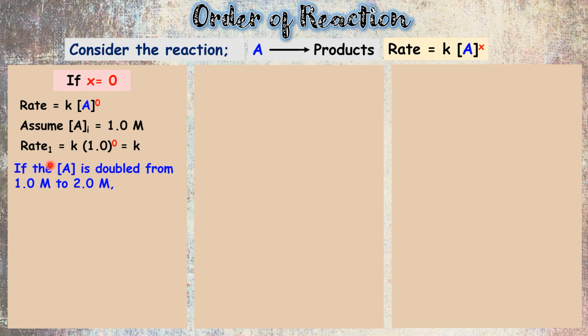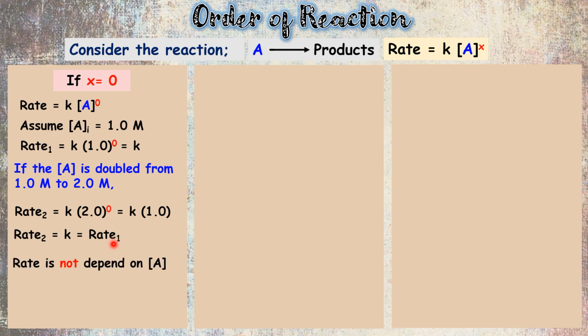Let's say we double the concentration of A from 1 molar to 2 molar. What would happen? We substitute into the rate law: rate 2 equals k times 2^0. So we get rate 2 equals k, which is the same as rate 1. What can we interpret from here? We can conclude that the rate does not depend on the concentration of A. Therefore, the order of the reaction with respect to A is zero order.